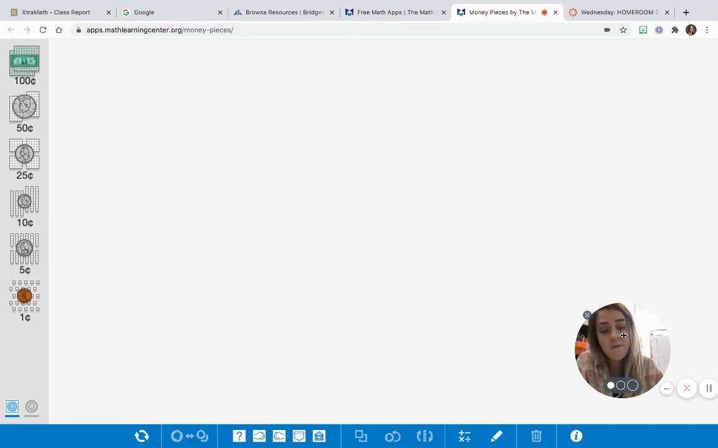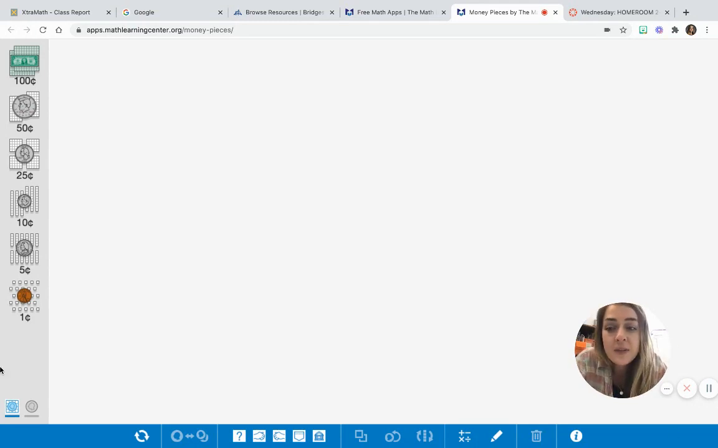You can have really any amount, but I want it to have at least 4 quarters, at least 10 dimes, at least 10 nickels, and at least 10 pennies. That means that you're getting a good variety of coins to count.